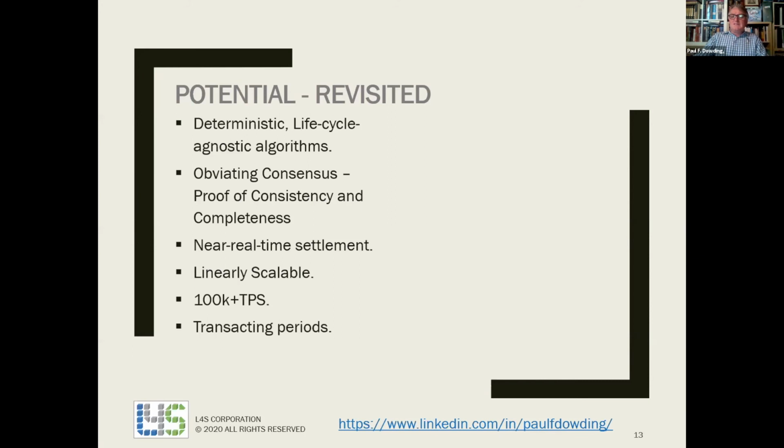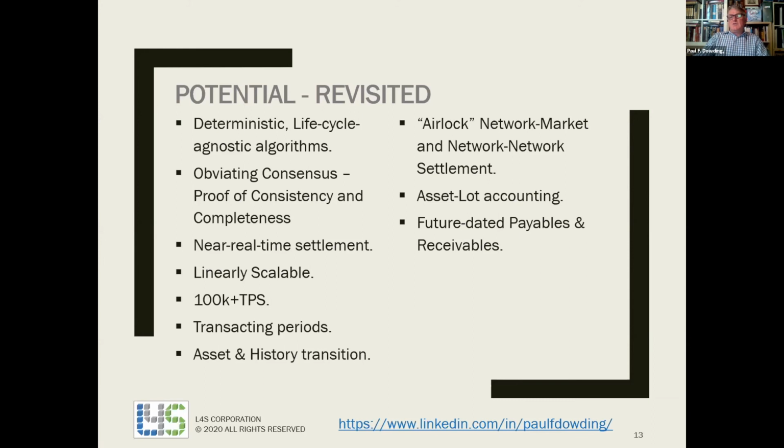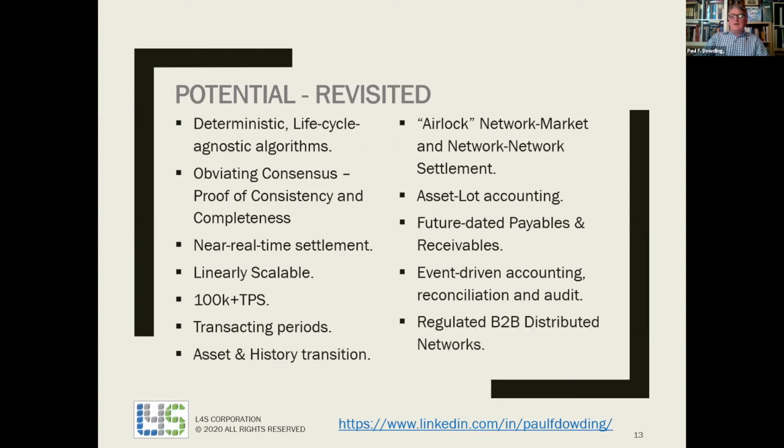We have transacting periods. So we've broken up transactions and balances, and we do periods like the financial records do today. And now we can do asset and history transition as well. And we have an airlock so that we can do network to market settlements, network to network settlements. We have asset lot accounting, which obviously is good for tax reasons, as well as many others. We can do future-dated payables and receivables. And we can do event-driven accounting, reconciliation, and audit. Imagine real-time auditing of your books. And we imagine this in a regulated B2B distributed network.